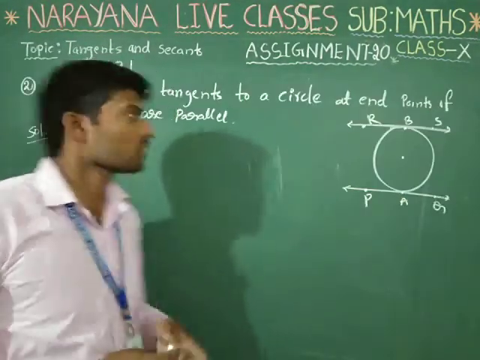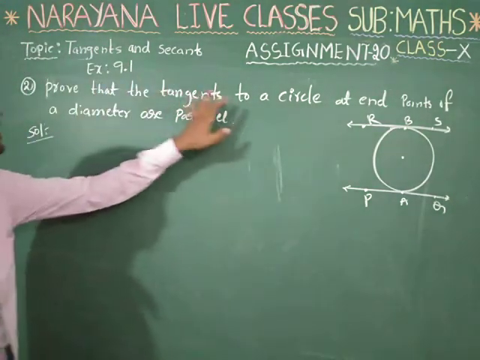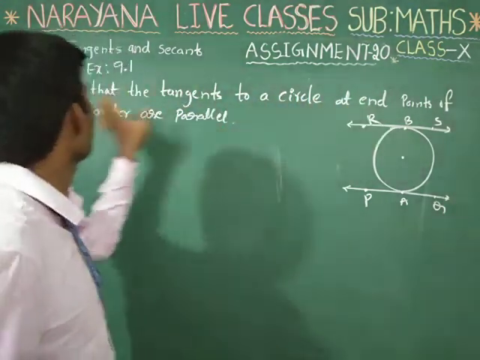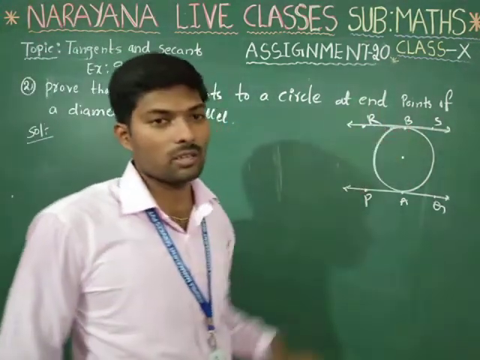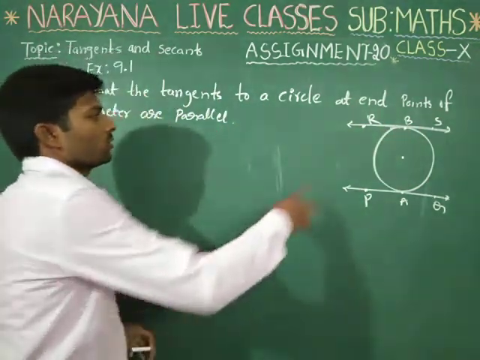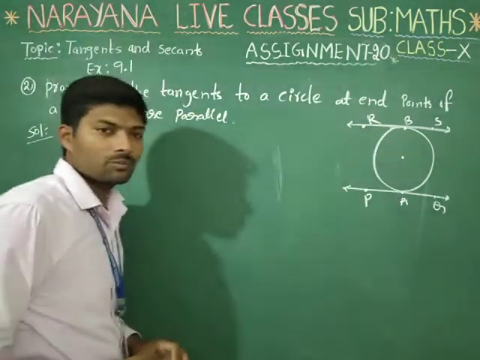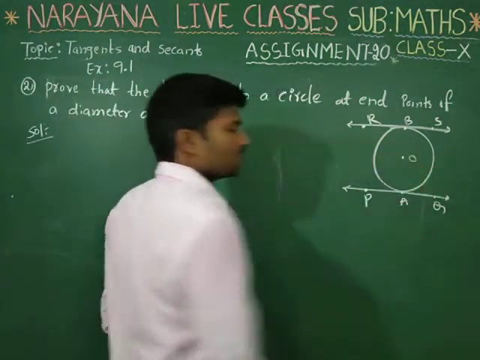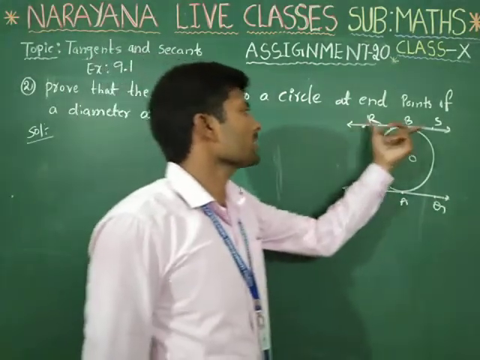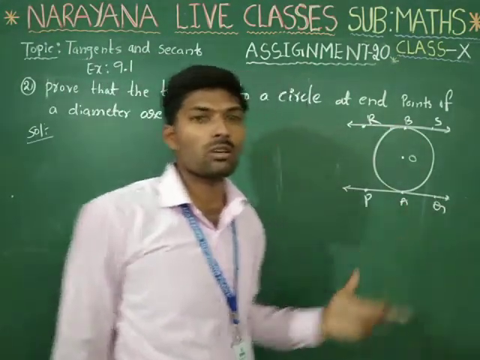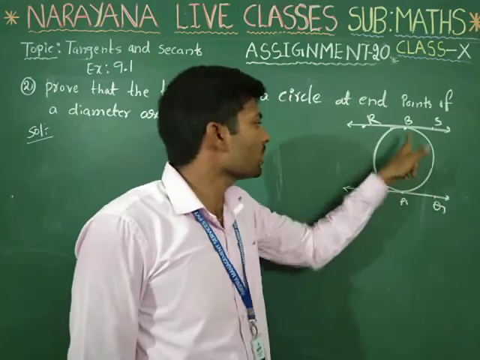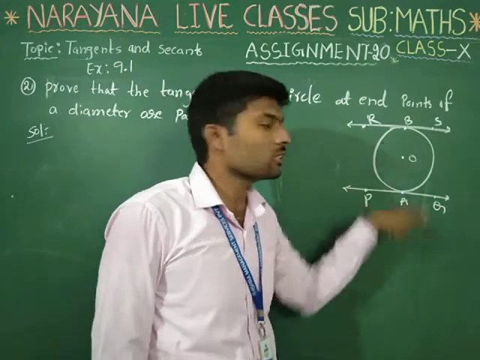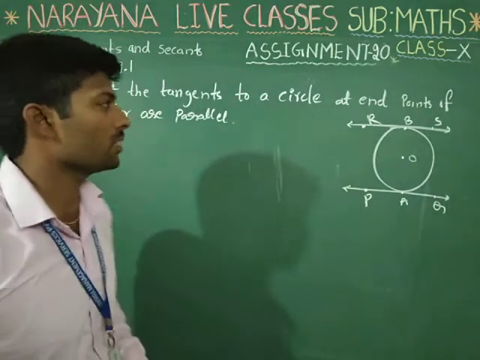Let us move on to the second question. It is: prove that the tangents to a circle at the end points of a diameter are parallel. So what is given here? Let's take a circle with center O, and RS as well as PQ are both tangents drawn to the circle. And the points A and B are the end points of a diameter of the circle.